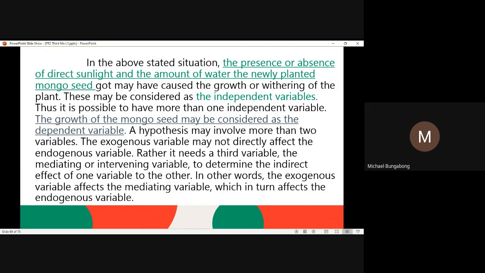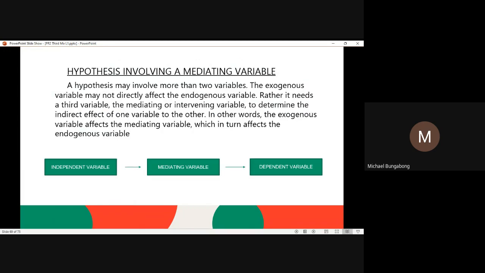Okay? So to determine the indirect effect of one variable to the other, in other words, the exogenous variable affects the mediating variable, which in turn affects the endogenous variable. Okay, to make it clear, I'll give you an example, or sabihin natin a figure, para makita nyo yung flow. So this is how it looks like when we talk about a hypothesis involving a mediating variable.